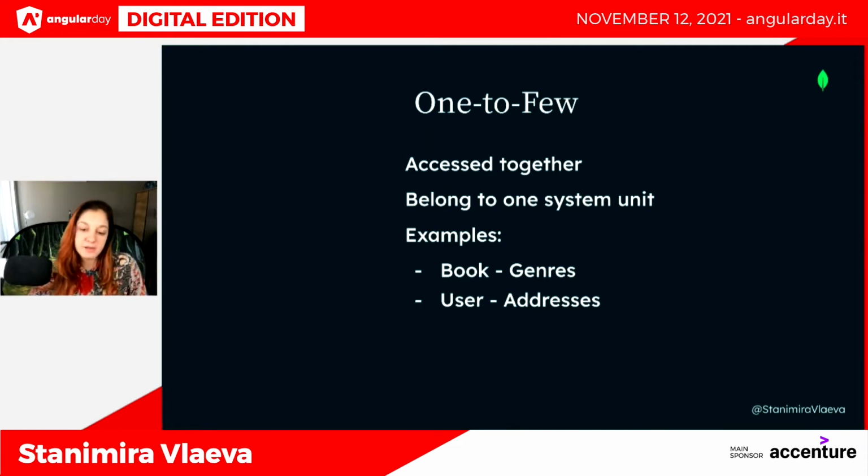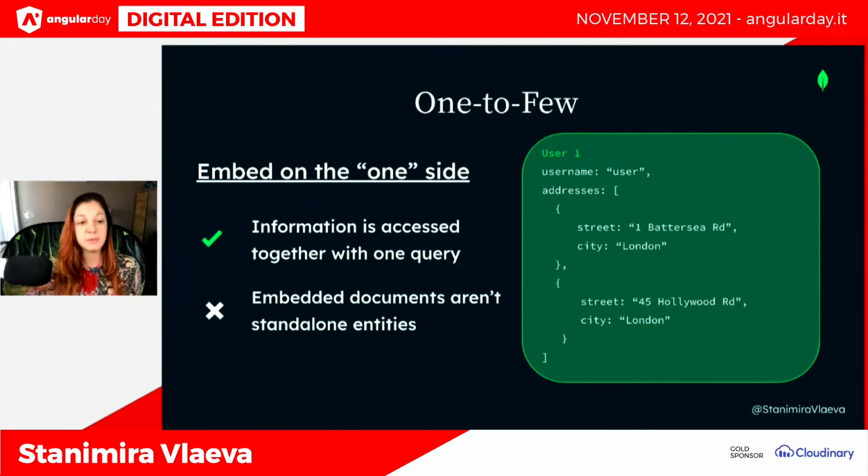Similarly, a user can have just a few addresses, up to 10, but not more than that, and we're going to access them together. Like the address for this user doesn't really make sense out of the context of the user. We're not going to use it on its own. So because of these properties for this relationship, and because we're dealing just with a few items, we have to embed on the one side.